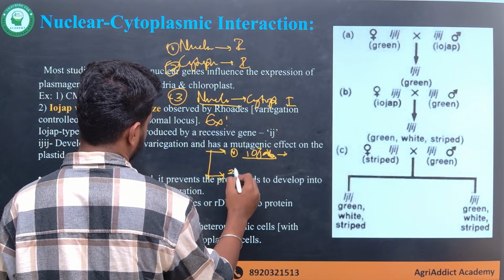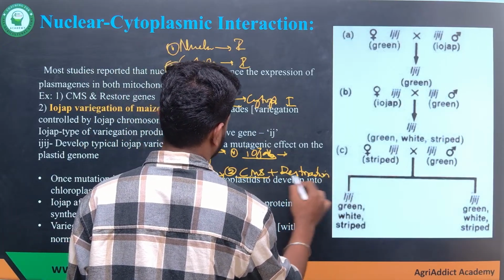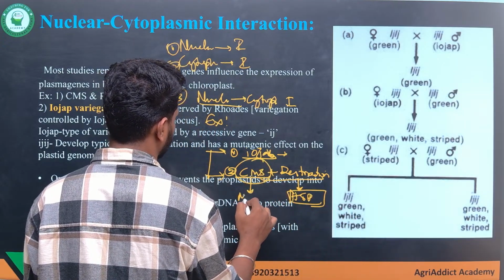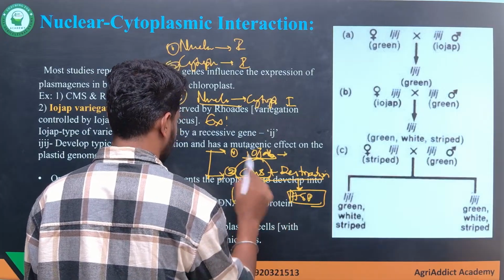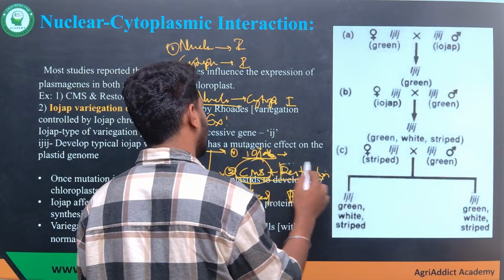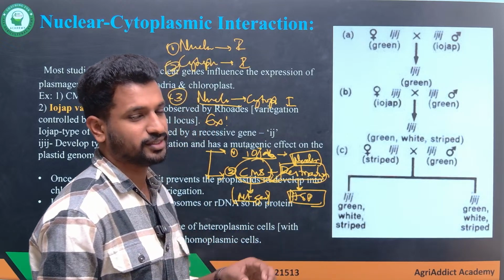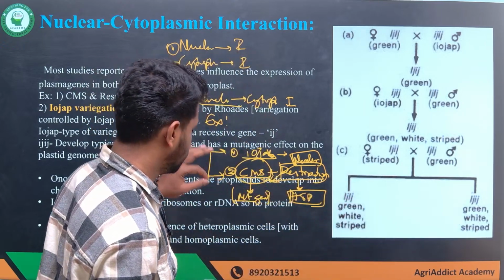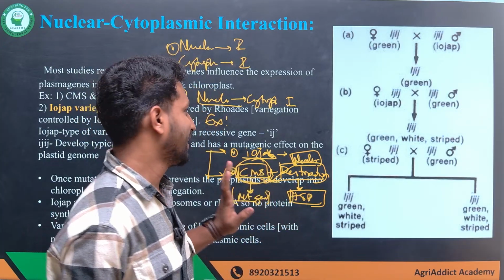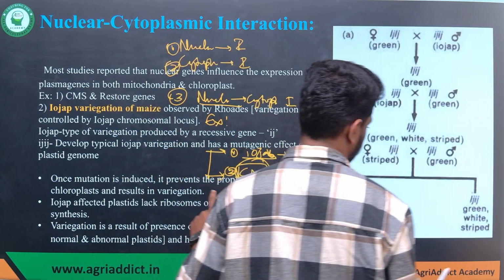Next, the other one is CMS. How CMS? CMS plus the restorer gene, which is potentially exploited in hybrid seed production. I told you CMS is because of mitochondrial genes, but the action taken by the genes present in the mitochondria can be abolished by the nuclear genes, which are called restorer genes. There is some interaction between the genes of the nucleus and also between the genes of the nucleus and the genes of the cytoplasm, specifically mitochondria in the second case. These are the two important examples that you have to remember for nuclear cytoplasmic inheritance.